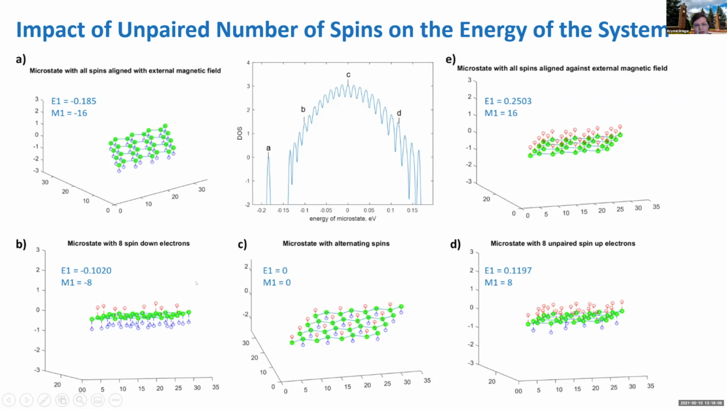So as we increase the number of unpaired electrons, because that's what this M1 represents, how many are unpaired, we increase the energy. So likewise, when we have them half and half, so we have no unpaired, we end up right in the middle. And then once we have 8 extra unpaired electrons that are going against the magnetic field, as expected, that is about halfway up. And then, as I said, this one is no longer presented on the graph.